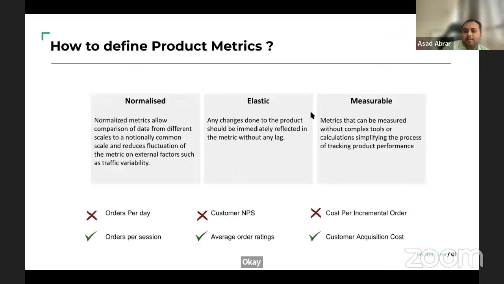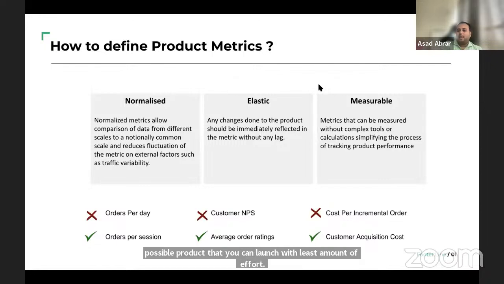MVP is minimum viable product, which is typically, if you have to validate an idea, the minimum possible product that you can launch with the least amount of effort to get quick validations from your users.